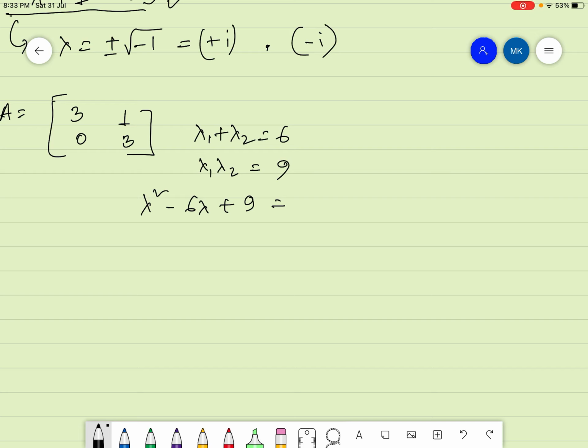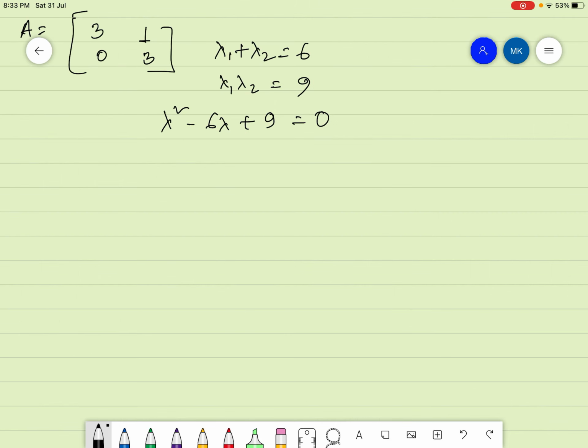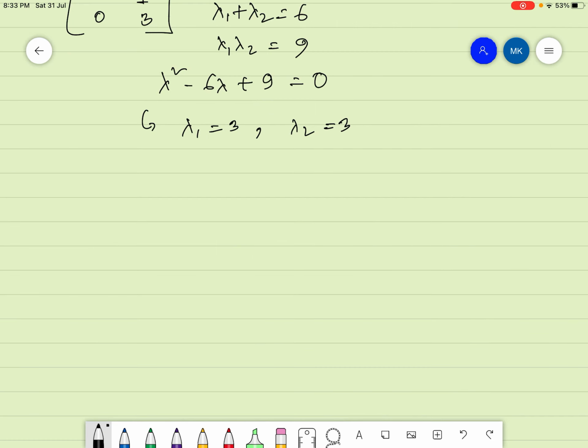Sorry for the interruption. So it would be lambda squared minus 6 lambda plus 9 equals 0. So from here you get lambda 1 equals 3 and lambda 2 equals 3. For these two, as you can see, the eigenvalues are the same. So the eigenvector should be, for lambda 1, x1 as (1, 0), and the same vector for the same value. So there is only one independent eigenvector.